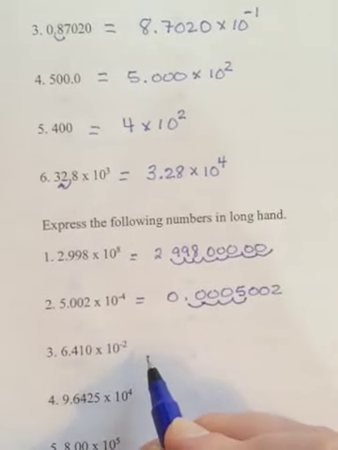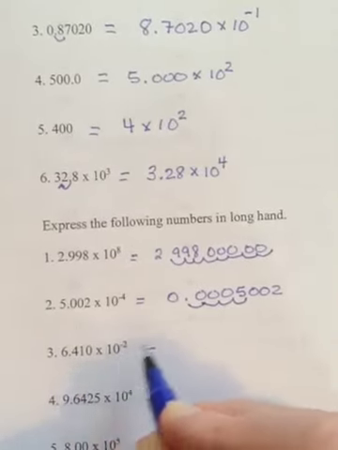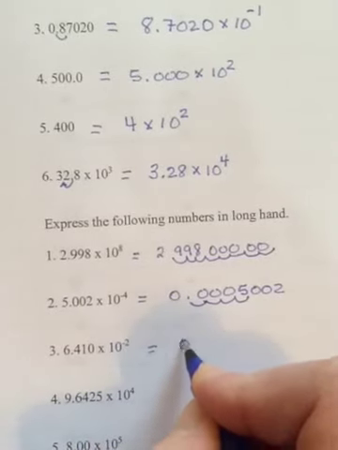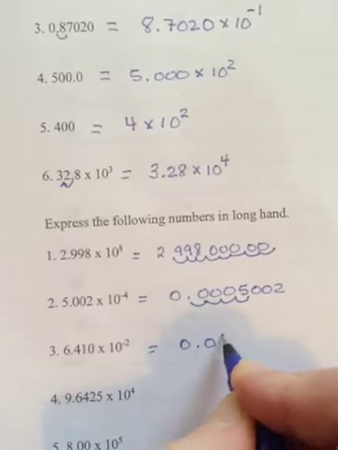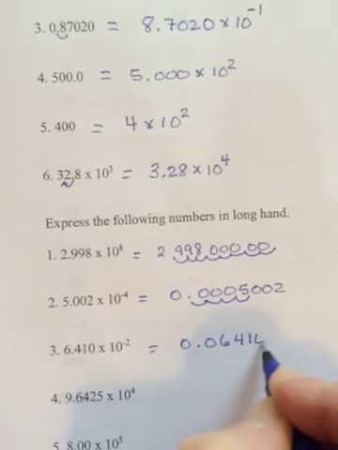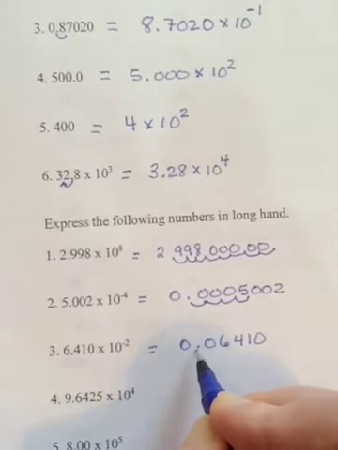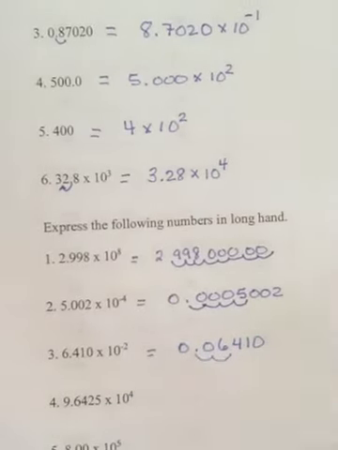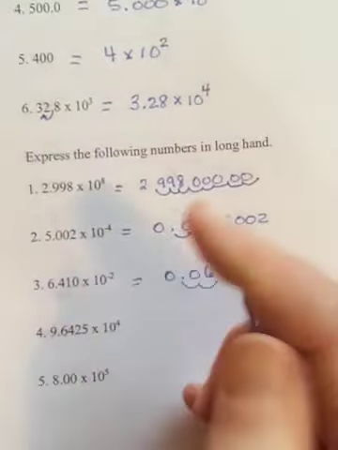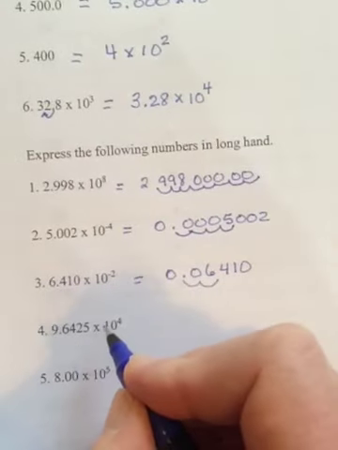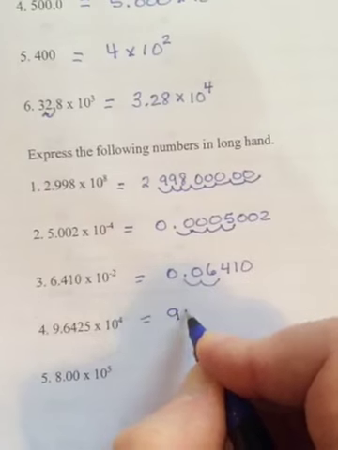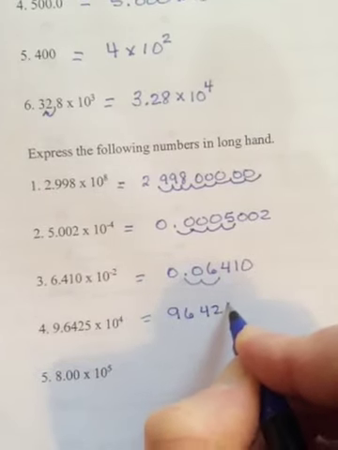Okay, this one is -2, so I need to move it 2 places this way. So it'll be 0.06410, right? Double checking, 1, 2, and that's what it was supposed to be in the negative direction. Next one, I want to move it 4 places to the right. So it should just end up being 96425.